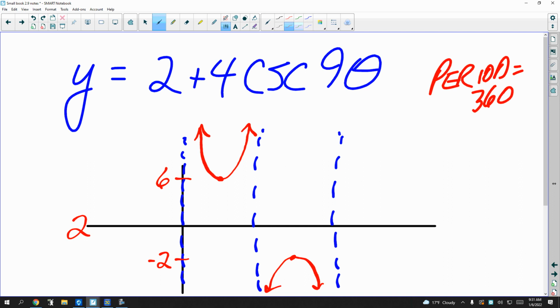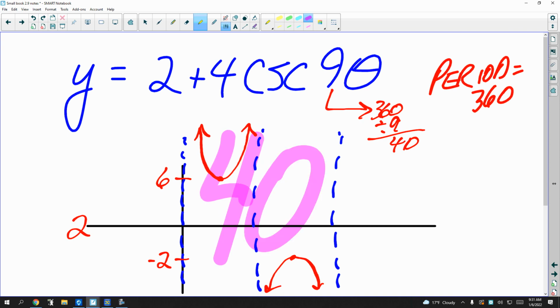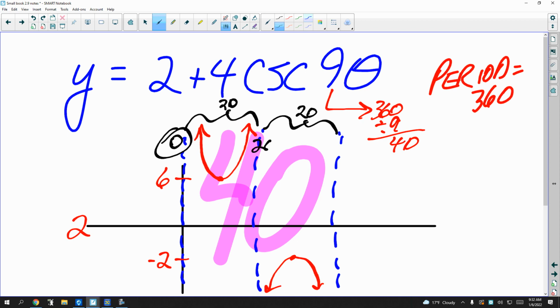Okay, but now I have to label the dotted lines, the asymptotes. So I'm still going to take 360 and divide by 9 and get 40. So now, pink highlighter, hang on. This whole thing has to be 40, which means that this has to be 20. And this has to be 20. So far, so good? Got that? So 0, 20, 40.